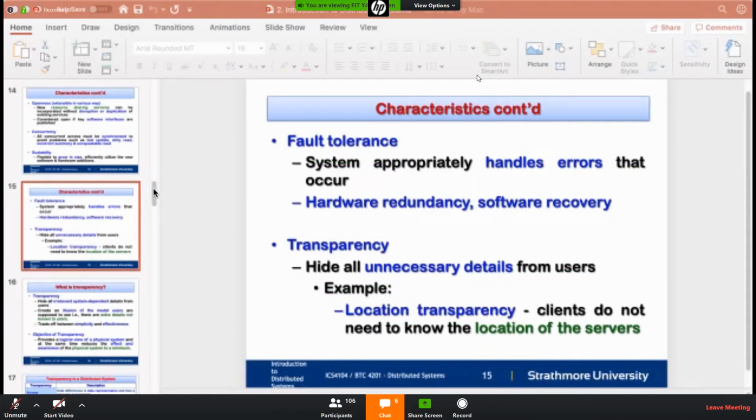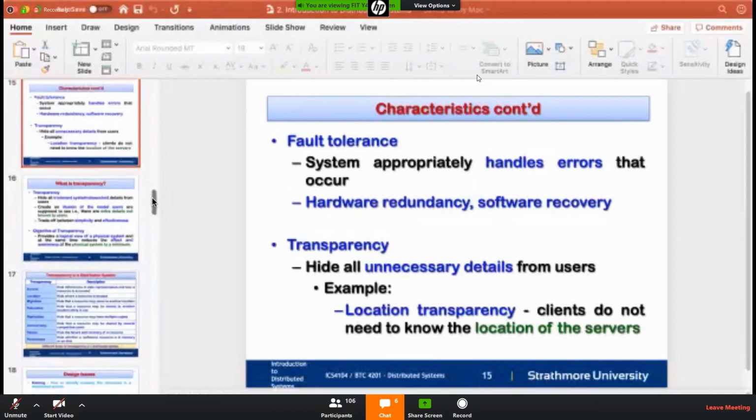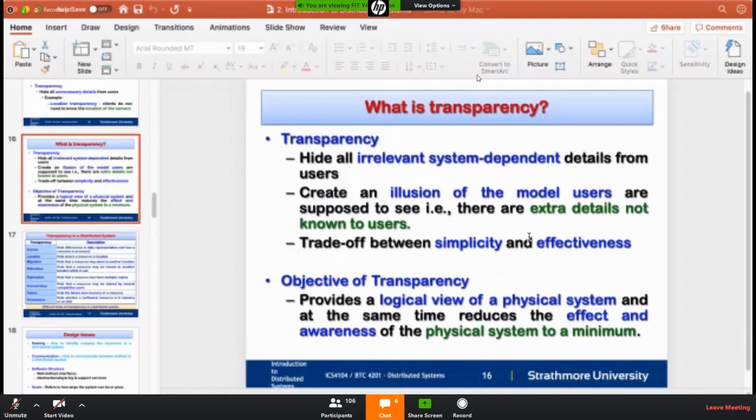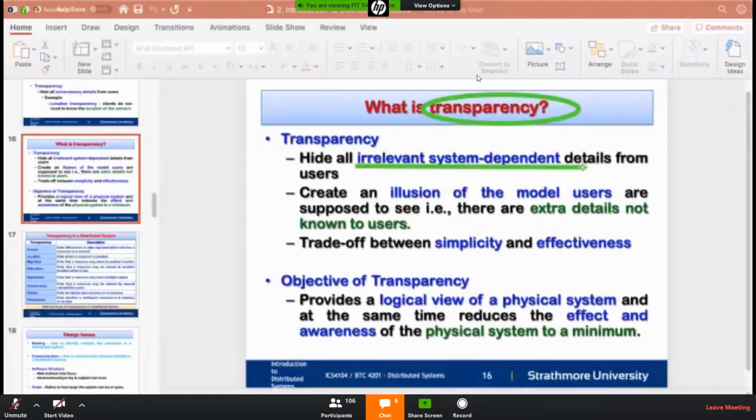Next, we have other transparencies that we'll talk about, but it brings me to this. I want to repeat this again. Transparency: hide all irrelevant, system-dependent details from the users. The next thing is to create an illusion of the model users are supposed to see.